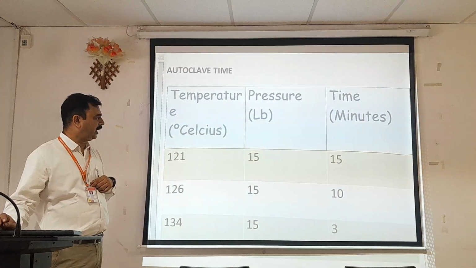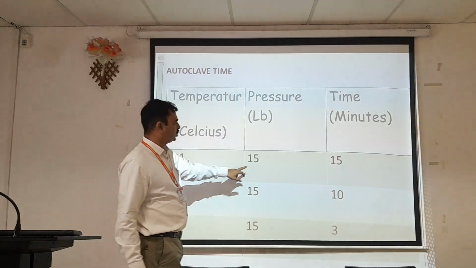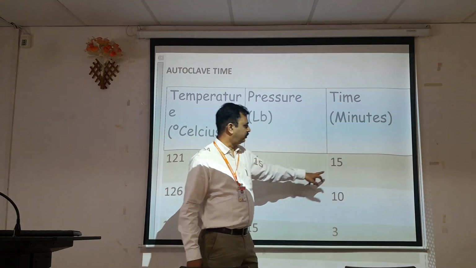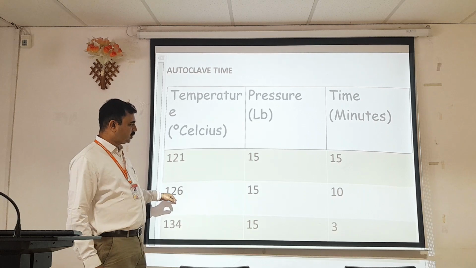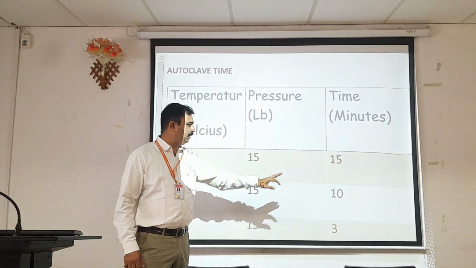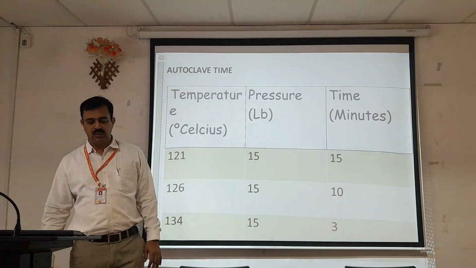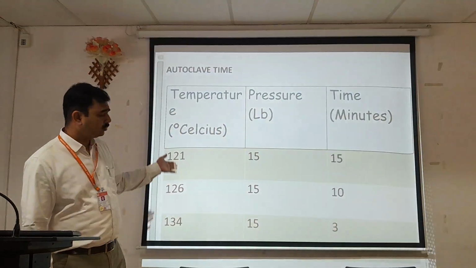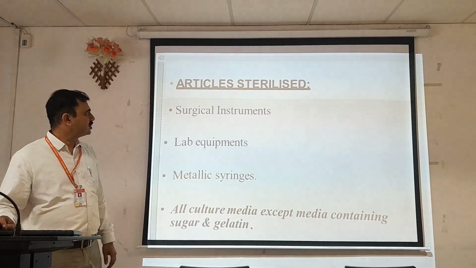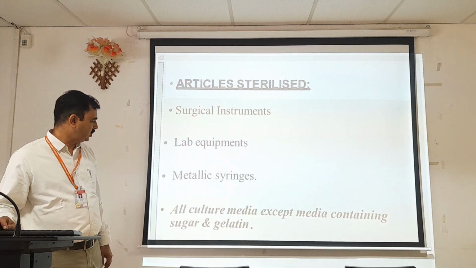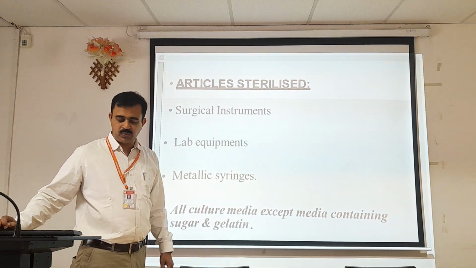See, autoclave time. This time is said to be the most important. 121 degrees centigrade, pressure 15 lbs, for 15 minutes. If you proceed to 126 degrees, 15 lbs for 10 minutes, and 134 degrees, 15 lbs for 3 minutes also. So these temperatures can help the autoclave work very efficiently. Articles sterilized: surgical instruments, lab equipment, metallic syringes, and all culture media except media containing sugar and gelatin can be sterilized in this.